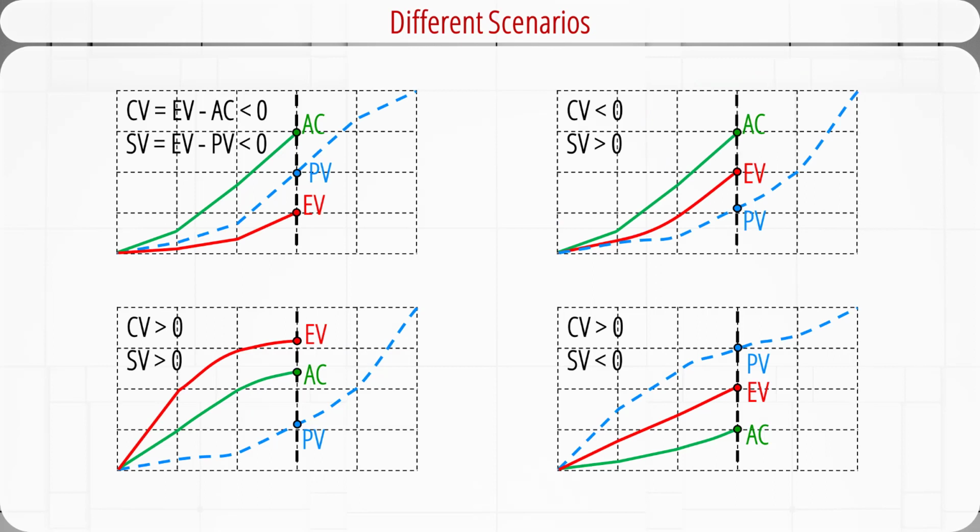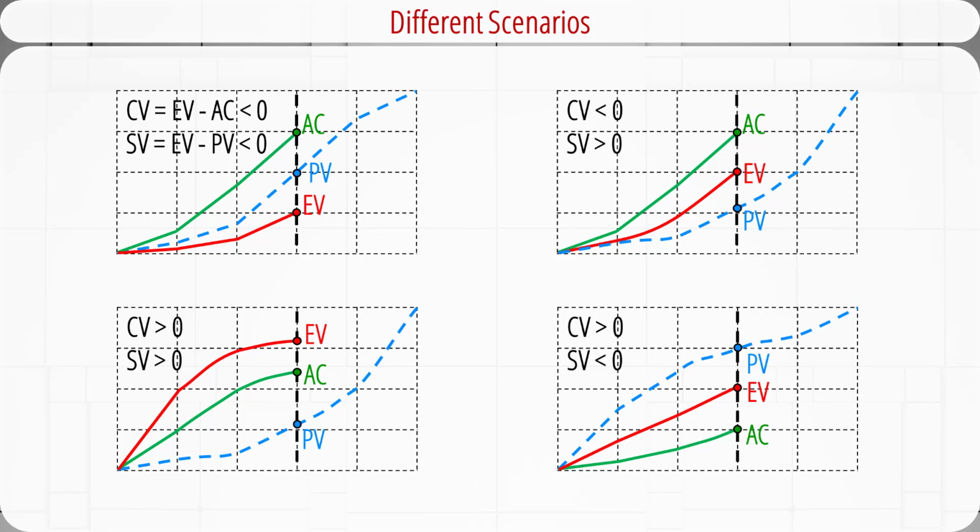Once you understand the cost schedule graph, you will be able to use it to quickly determine the project status using the earned value system. For example, in the top left corner, we have a cost schedule graph that shows the planned value curve in the middle, the actual cost curve at the top, and the earned value curve at the bottom. After calculation, we find out both the cost variance and the schedule variance are negative. So this project is over budget and behind schedule.